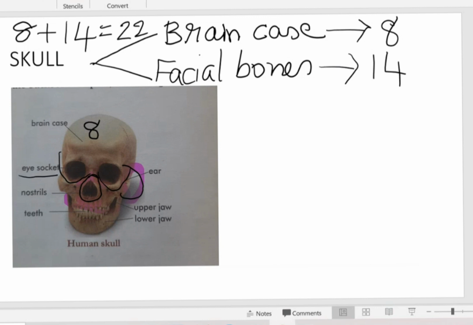Just imagine if your lower jaw were also not movable like the upper jaw or brain case, you would not be able to eat or talk. That is the reason the lower jaw bones are movable, which enables you to chew your food and talk. Your teeth are embedded in the jaw bones. So this is about the most important part of your human skeleton, the skull.